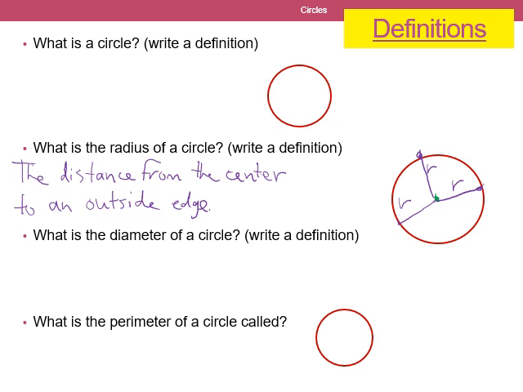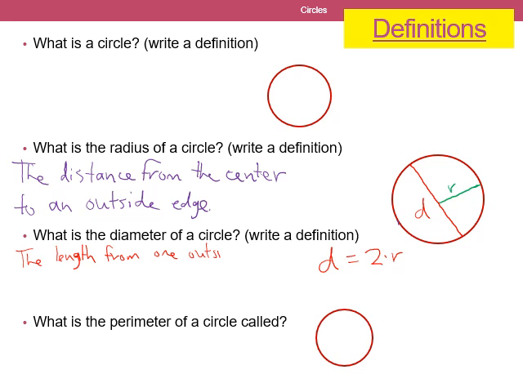Okay, what is the diameter of a circle? Okay, I'm going to erase some of this. Well, the diameter is basically twice the radius. So if this is the radius, this distance, then this would be the diameter. So the diameter is 2 times the radius. And it's the length from one outside edge to the opposite edge.